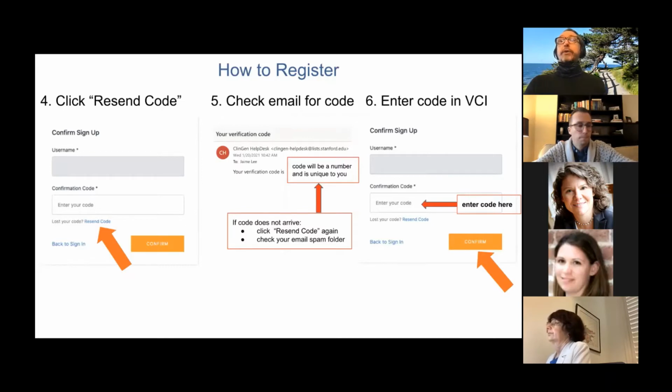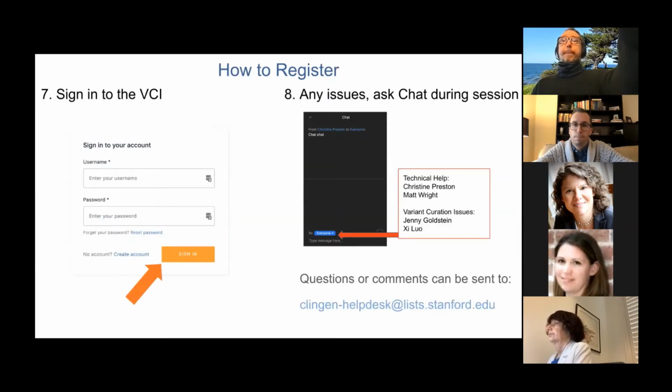Once you have the code, please return to the VCI, and this time confirm your sign up by entering the code you received into the confirmation code box and clicking the Confirm button. After following these steps, you'll now be signed up to use that test site. You would now be able to log in and begin using the site. Your username when signing in is your email address.